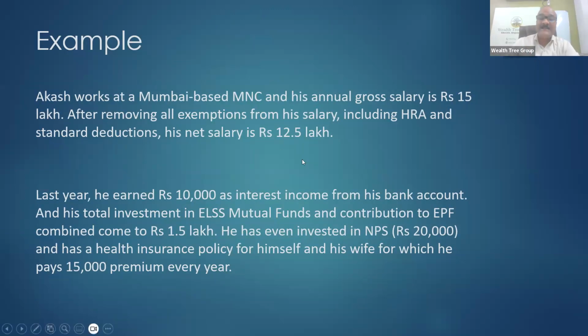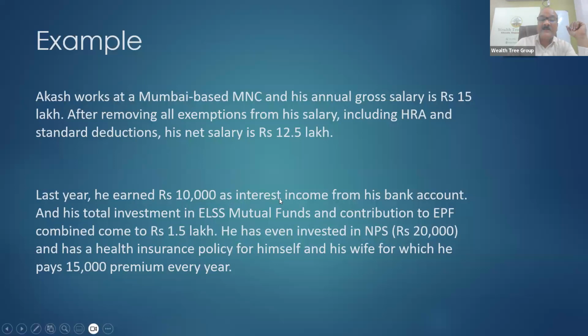Let us take one example of how to actually compute this. Suppose Akash works in a Mumbai-based MNC and his annual gross salary is 15 lakhs. After removing all exemptions from his salary, including HRA, which is exempted, suppose the company is paying around 2.5 lakhs HRA per annum. That is exempted. So the net salary is 12.5 lakhs.